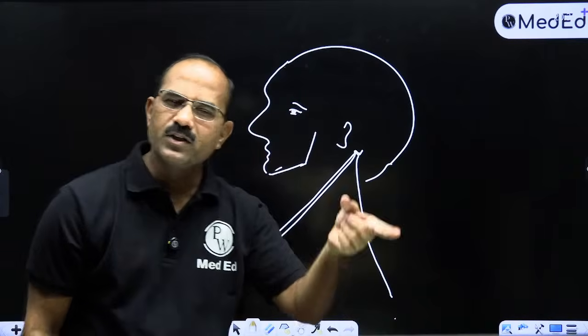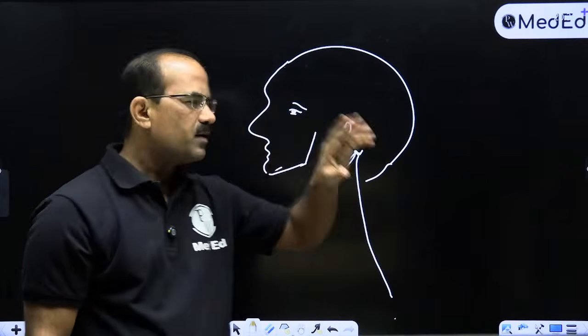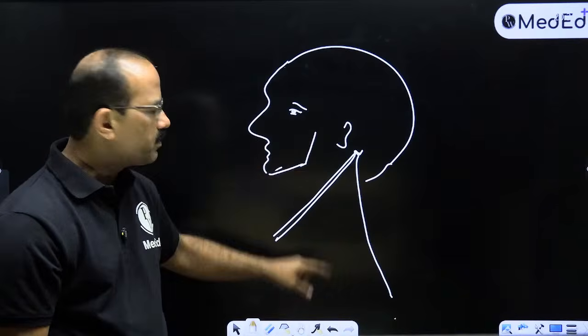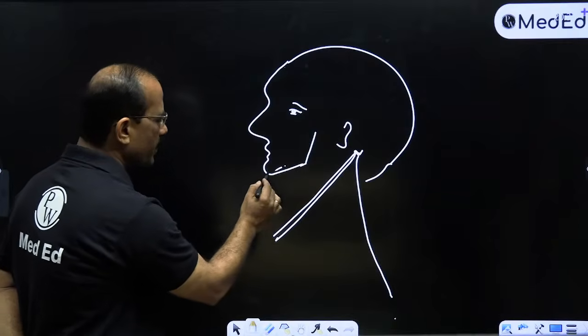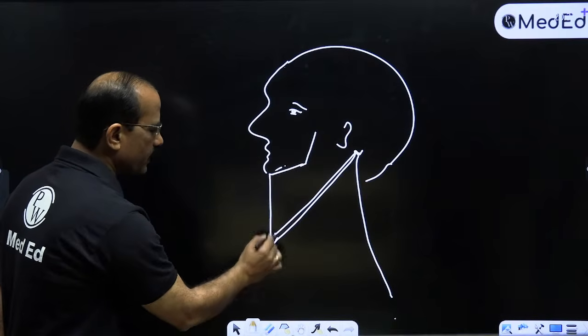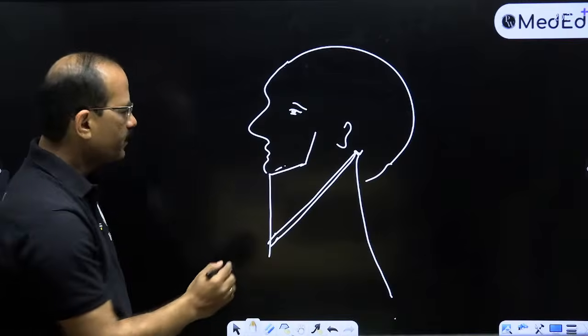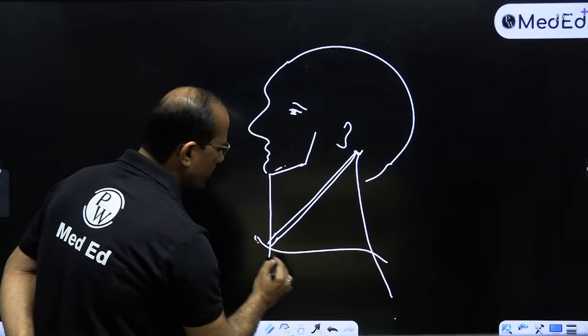So the last lecture you have seen the venous drainage of the face. That's the body of the mandible. That's a ramus of the mandible. This is the angle of the mandible. This is the midline of the neck. And what is this here? That's a clavicle.